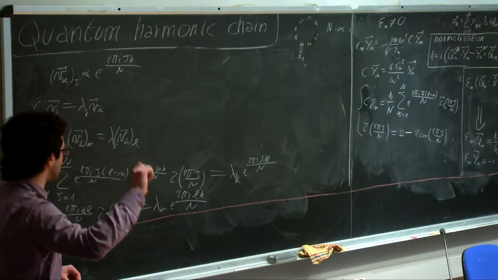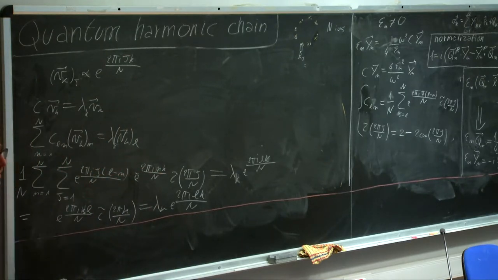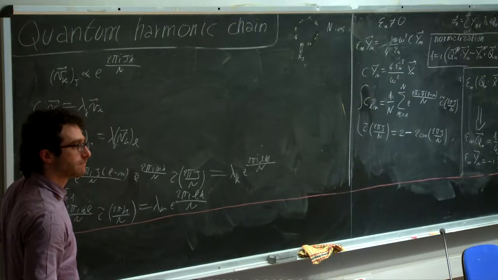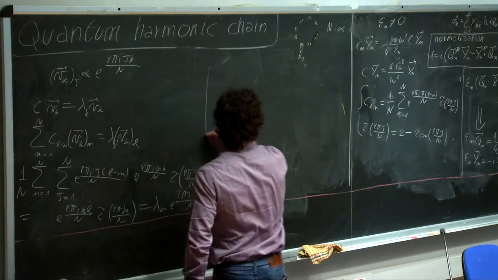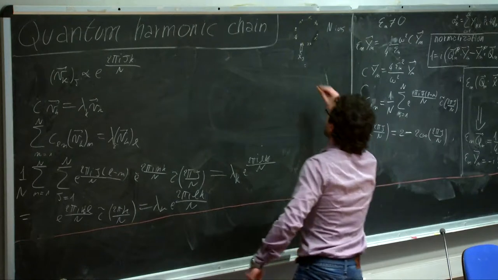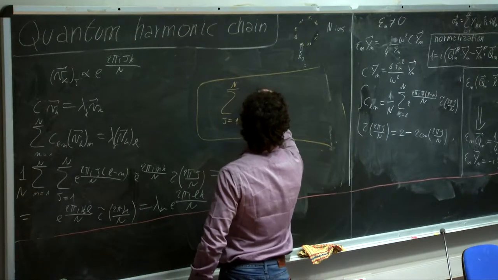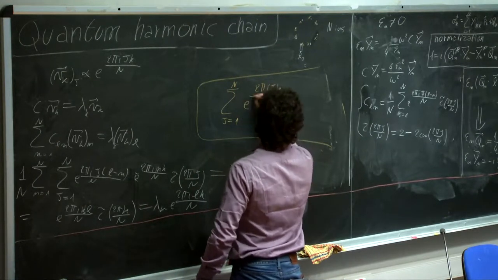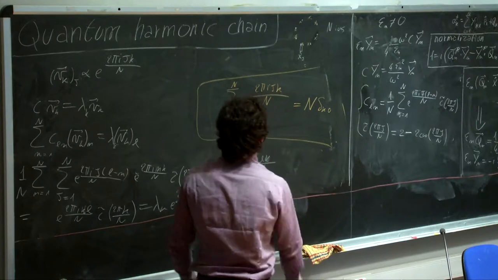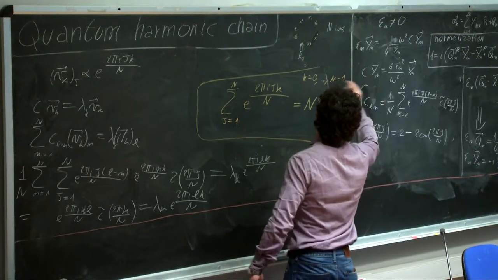So you have this condition, j equal k. So when you sum over j, you just pick the value k, and you have just one contribution. I'm using this: the sum j goes from 1 to capital N of e to the 2 pi i j k over capital N is equal to N delta k 0, for k equal 0, N minus 1.